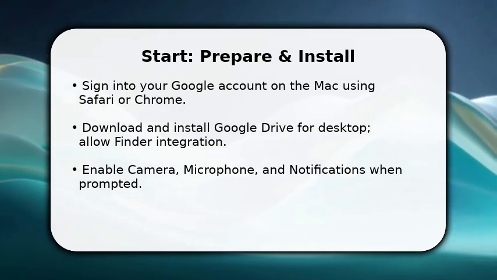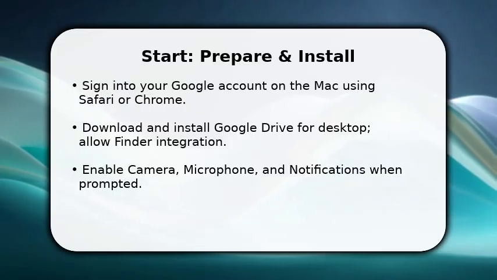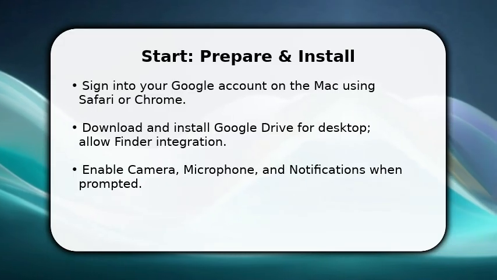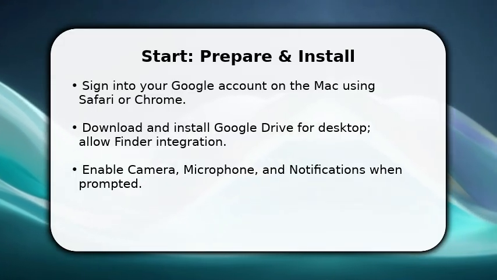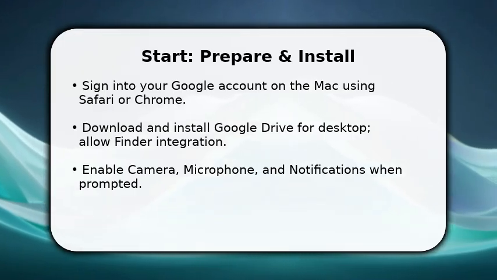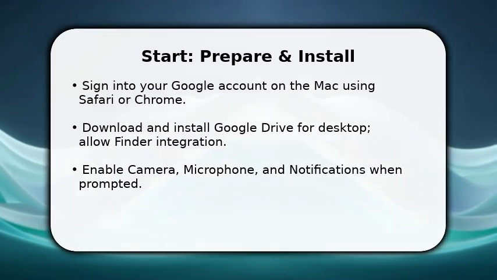Once done, give the app required permissions for camera, microphone, and notifications in system settings. These let Google Meet and Drive work smoothly. Make sure to enable full disk access only if you need broad folder sync. Otherwise, limit permissions for privacy.